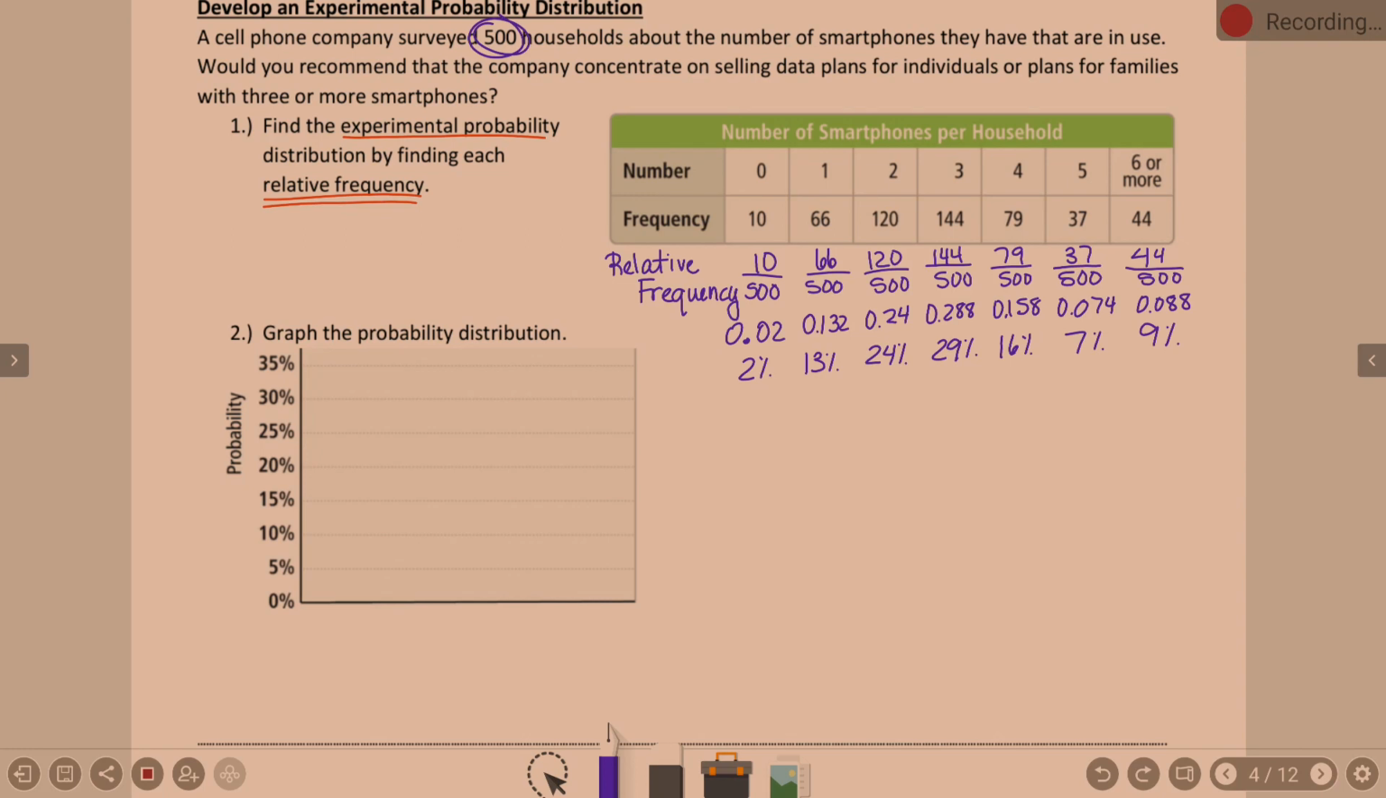Now, step 2 asks us to graph it. So along the left, we have the probability. Along the bottom, we're going to have smartphones per household. I'm going to have a column for each. We're just going to do a bar graph. So 0, 1, 2, 3, 4, 5. And I'm calling my last one 6 plus, or 6 or more. And this is smartphones per household.